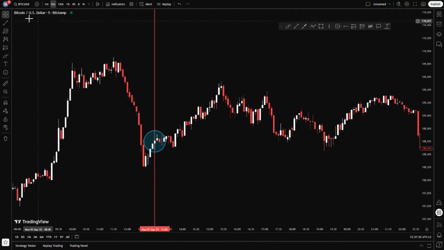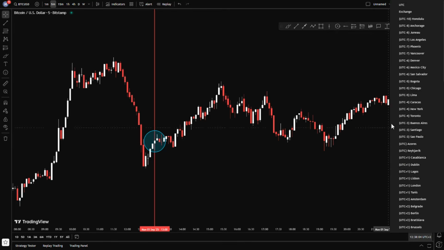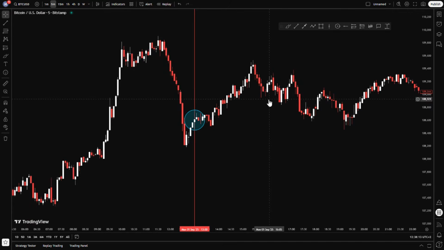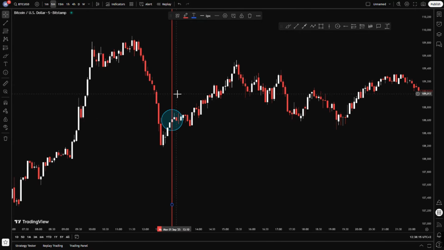So now here on the screen, we have Bitcoin on the 5 minutes time frame. Remember, this is a scalping strategy, so we are going to scale to the lowest time frame possible, and in this case, this is going to be the 5 minutes time frame. You can also trade on a 15 minutes time frame, but I prefer the 5 minutes. The second thing that you want to do is to make sure that your time zone is on UTC +2. Okay, so now as you can see, I have my vertical line here at exactly 1 p.m.